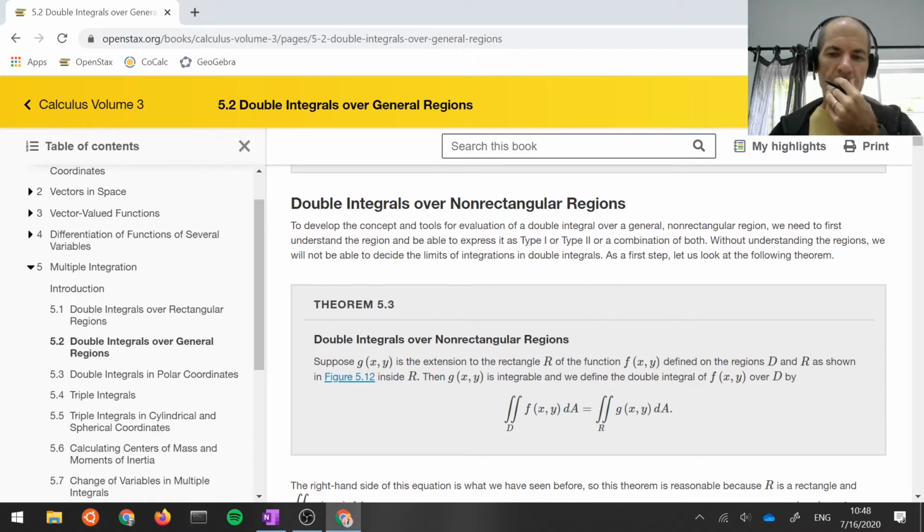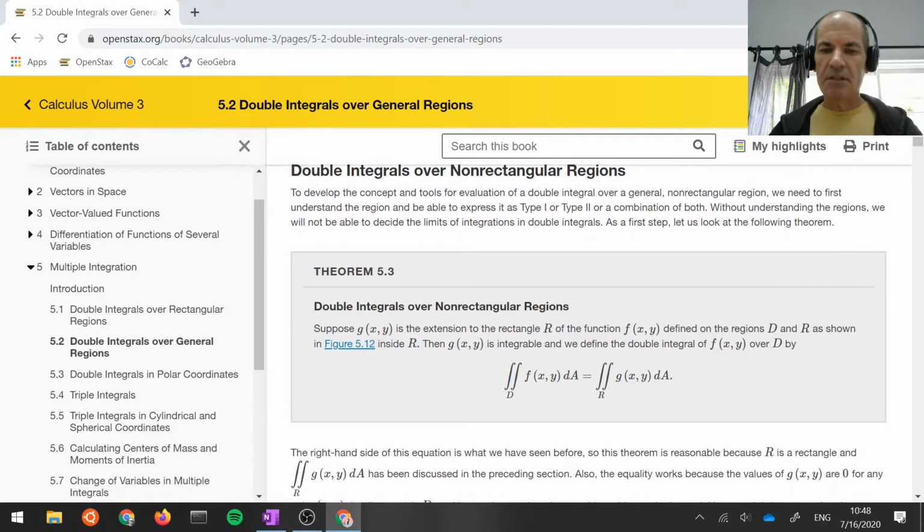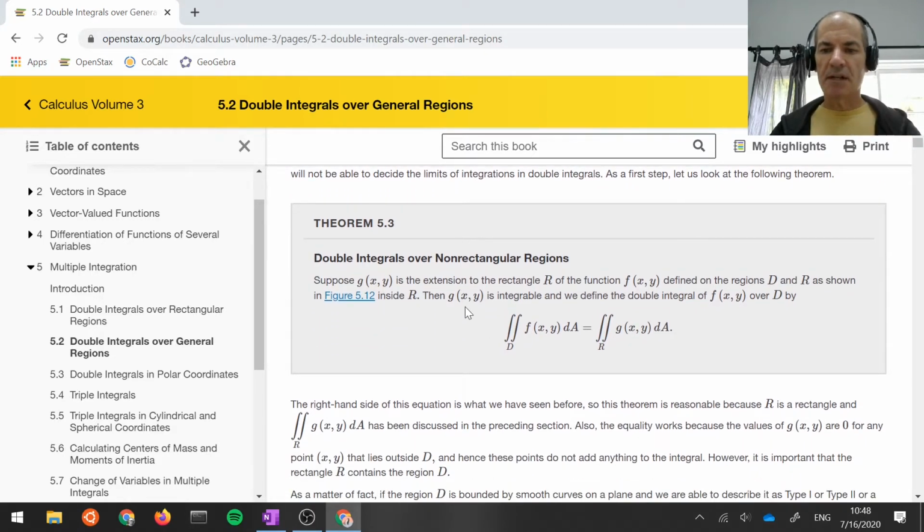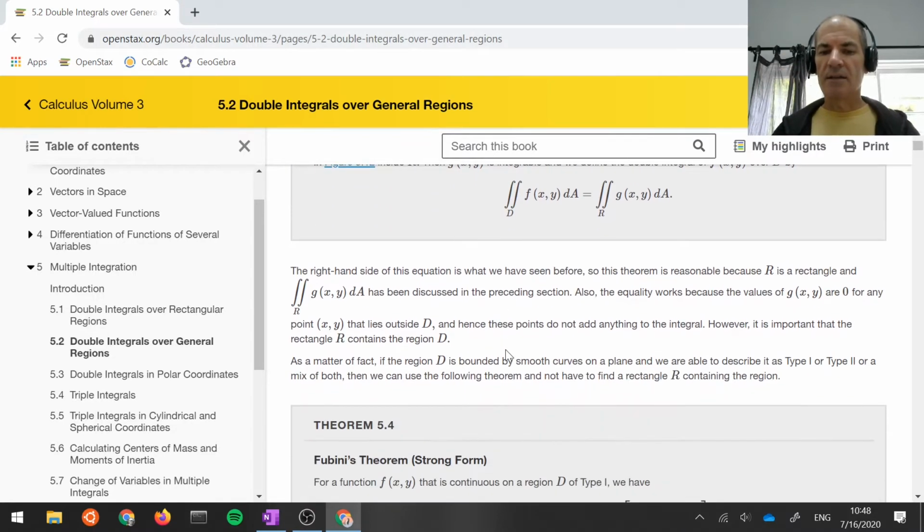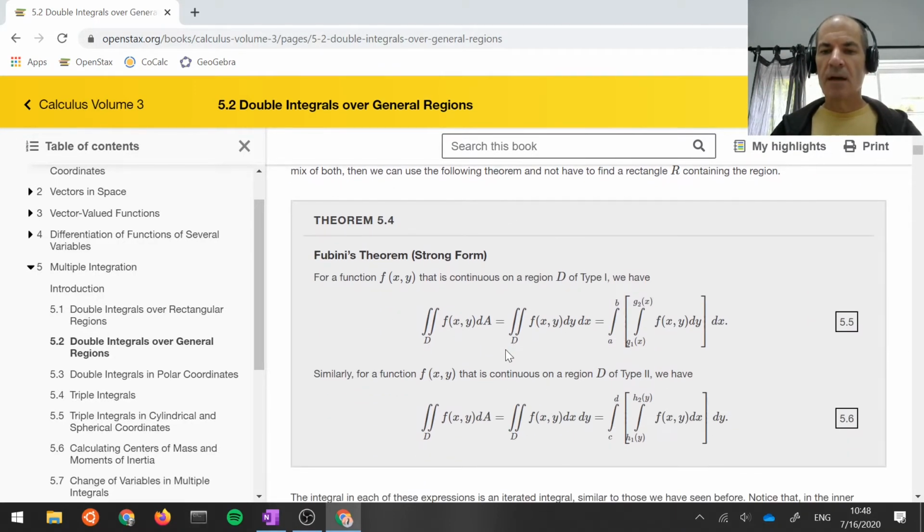So double integrals over non-rectangular regions, here's the definition that I was talking about. We take f, we extend it out to the rectangle R by setting it equal to 0, and we get rectangular integration. Of course, we don't want to do that every time. That's the theoretical foundation. What we want to do is describe the region D using functions and integrate directly.